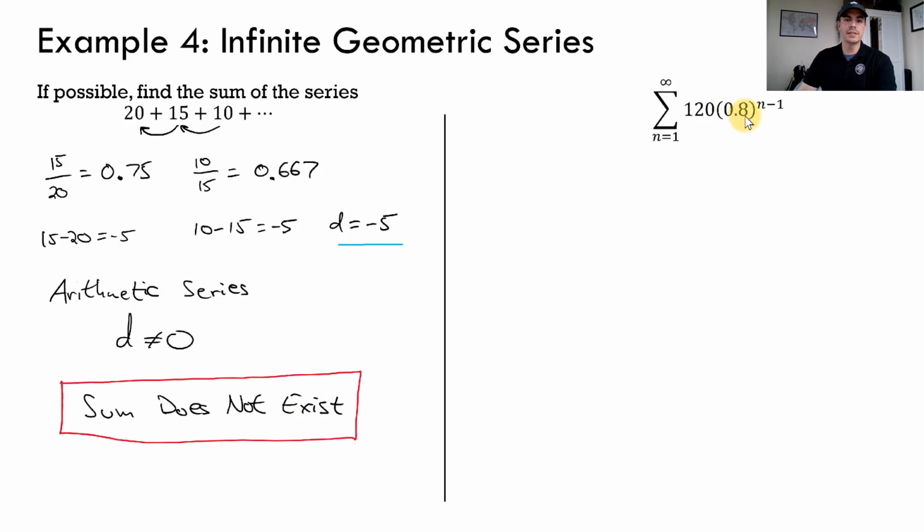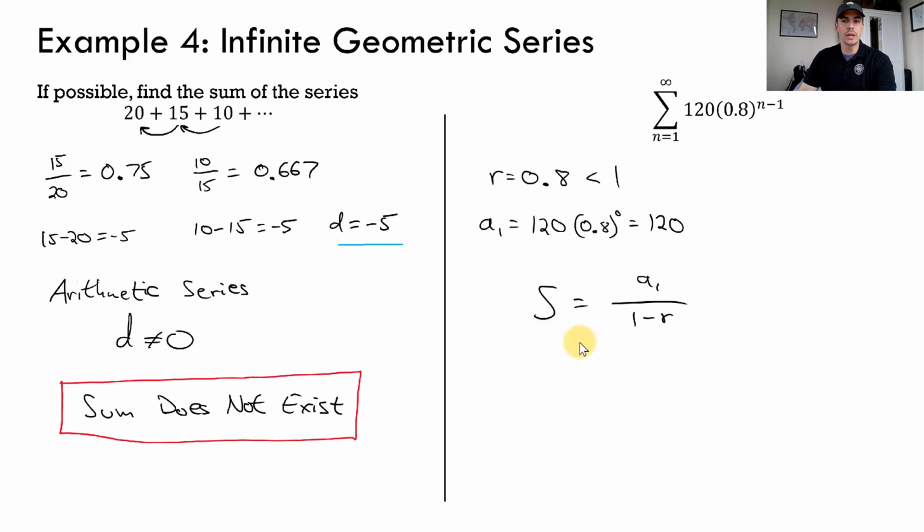All right, now let's take a look over here. We have another infinite series. This one is geometric. However, now we're infinite, so instead of having an end value, our end value is actually infinity. But our r is 0.8, which is less than 1, so that's okay. We're going to have some sort of sum here. So for a sub 1, I just plug in 1 for my n value, and that's going to give me 120 times 0.8 raised to the 0 power, which is equal to just 120.